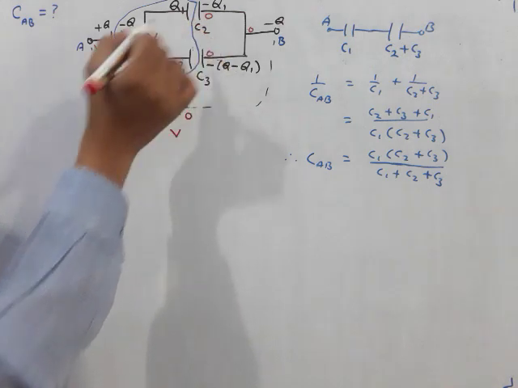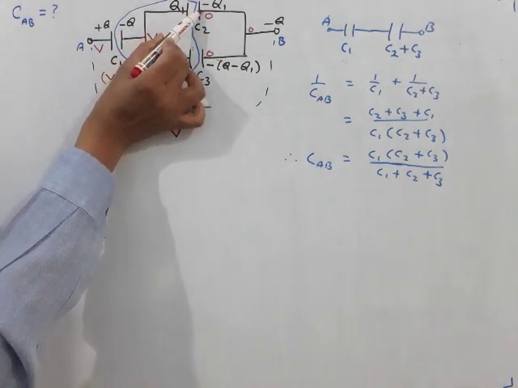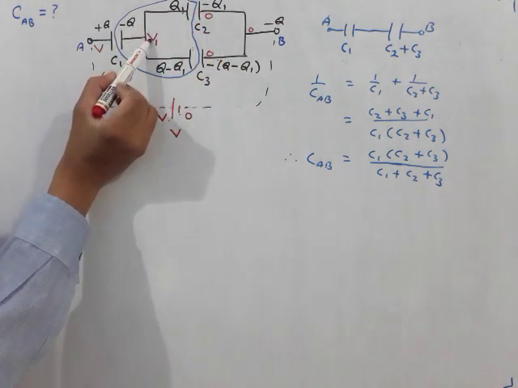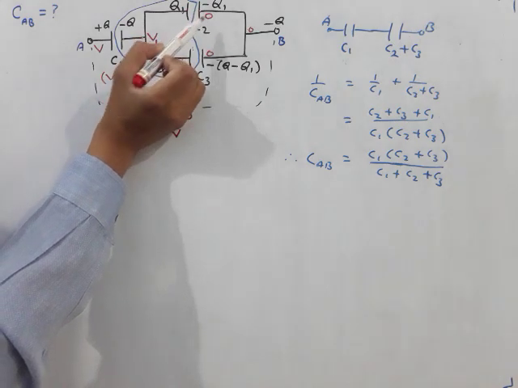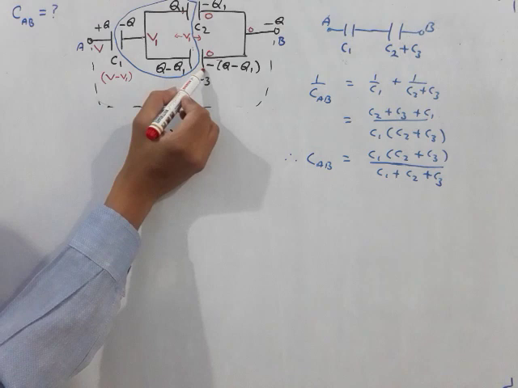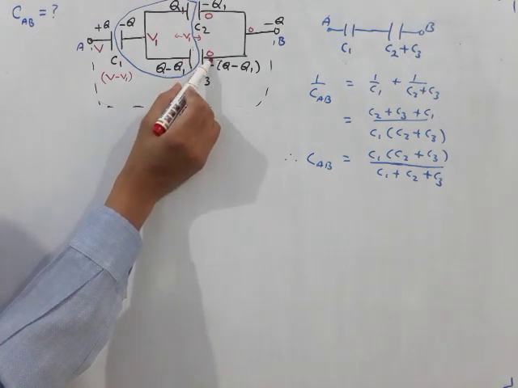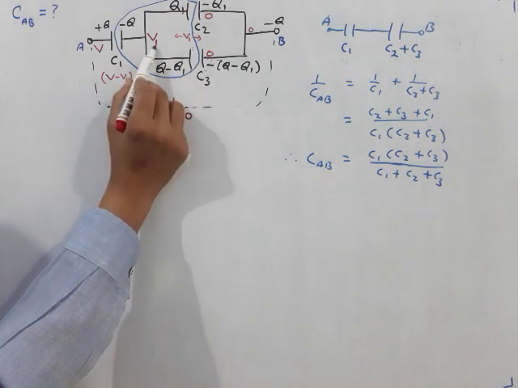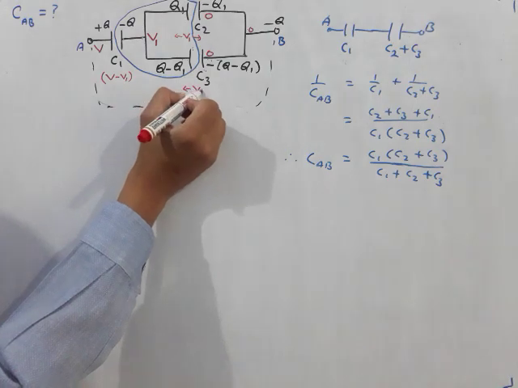Across capacitor C2, it will be how much? This potential minus this potential. This is at potential V1, this is at potential 0. So this potential will be V1. Likewise, this potential difference will be how much? This minus this, so V1 minus 0, that is V1.